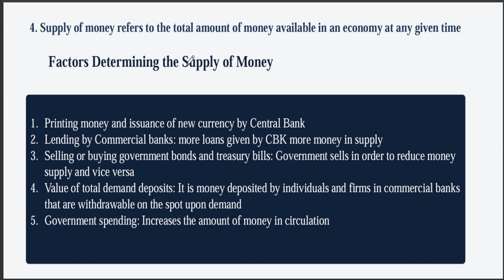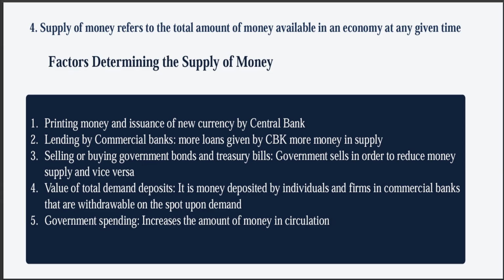So it's not supplied. So the factors that determine the supply of money, kama takujua yani money is supplied or not, these are the factors. Some are usually regulated by the Central Bank of Kenya and some it's just by the government themselves. So the first one is printing money and issuance of new currency by central bank. So I'm repeating again, printing and issuance of new currency by the central bank.